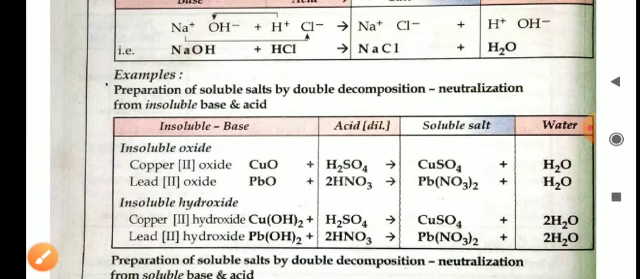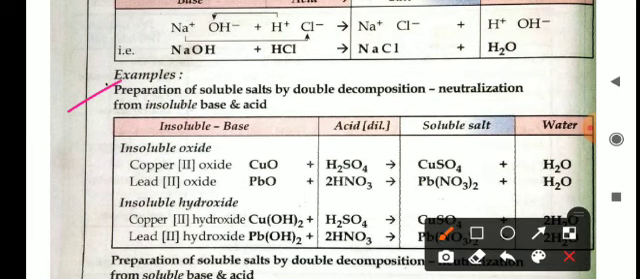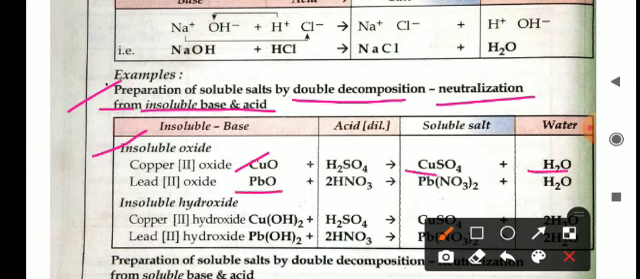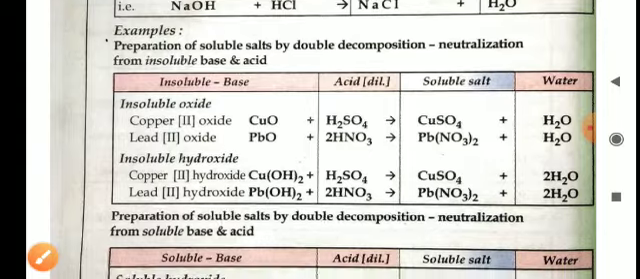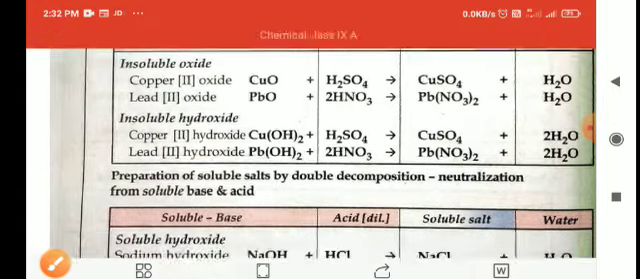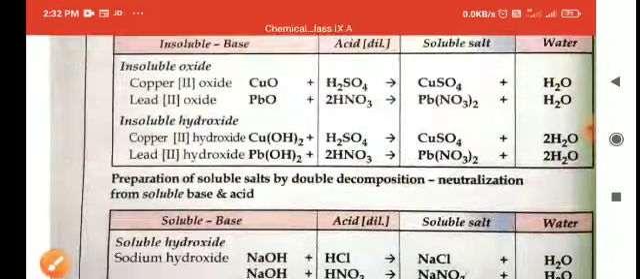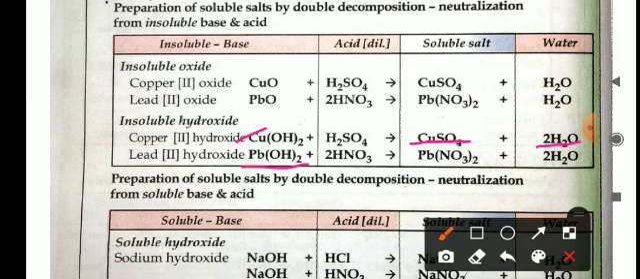Now other examples: preparation of soluble salts by double decomposition, that is, neutralization reaction from insoluble bases and acids. Insoluble oxide like copper oxide reacts with sulfuric acid to form copper sulfate plus water. Like copper oxide, lead oxide also reacts with nitric acid to form lead nitrate and water. Insoluble hydroxides like copper hydroxide, Cu(OH)2, react with H2SO4 to form copper sulfate plus water, and lead hydroxide reacts with nitric acid to form lead nitrate and water.